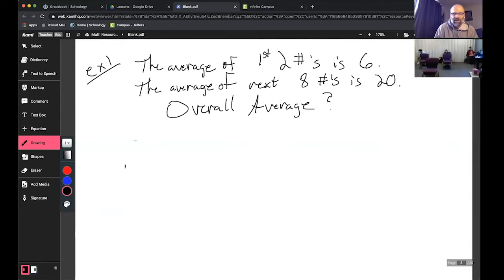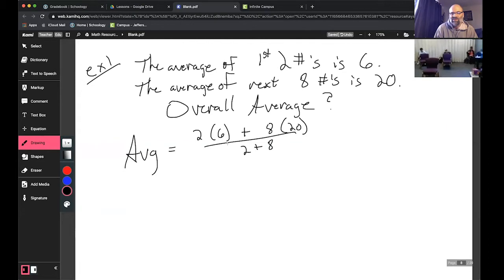Okay, well, let's figure it out. It's the sum divided by the number of numbers. So to calculate the sum of the first 2 numbers, it's just 2 6s, so 6 plus 6. And then the next 8 numbers is 20, so 8 20s. All divided by how many numbers are there? 10. 2 plus 8. There's 2 6s and 8 20s.